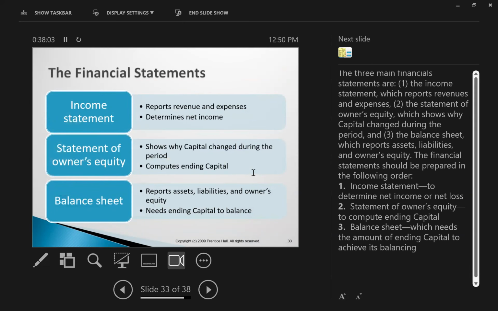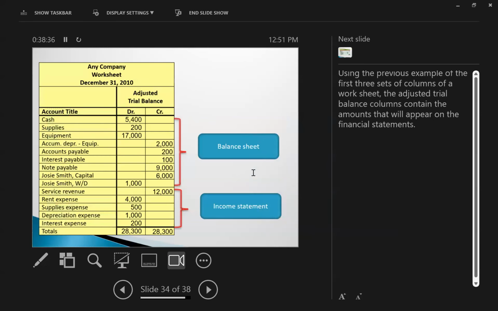Financial statements report revenue and expenses. We've talked about all this stuff. The statement of owner's equity, we've talked about that a little bit, and the balance sheet. The worksheet is what helps us to do these. We simply take the information and move it to its proper columns. Again, look at that video, and I explained that all there. And then we put it right into the financial statements.